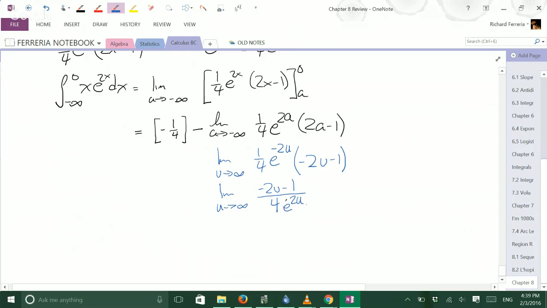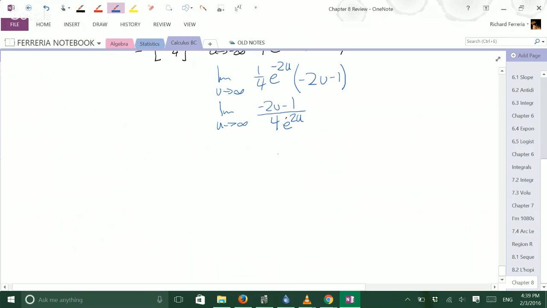What is this limit? Yeah, it's indeterminate. Isn't that infinity over infinity? Negative infinity over infinity. Okay, we use L'Hopital's rule. I really hope you could just look at that limit and know what it is. Negative 2 over 8 e to the 2u. What is that limit?